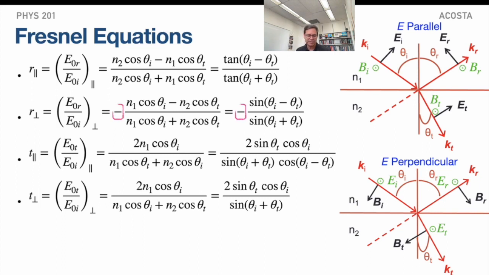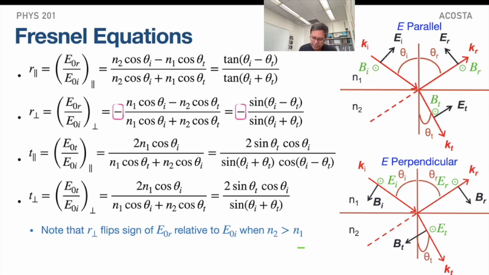And one thing to point out here is in the one case for R perpendicular, there is a negative sign that you can see here on, let's look at the form on the far right side. Negative sine(theta_i minus theta_t) over sine(theta_i plus theta_t). And what this is telling us is that it's flipping the sign of the reflected wave's amplitude relative to the incident wave's amplitude. And this will happen when n2 is greater than n1. If n2 is greater than n1, that implies that theta_t is less than theta_i.